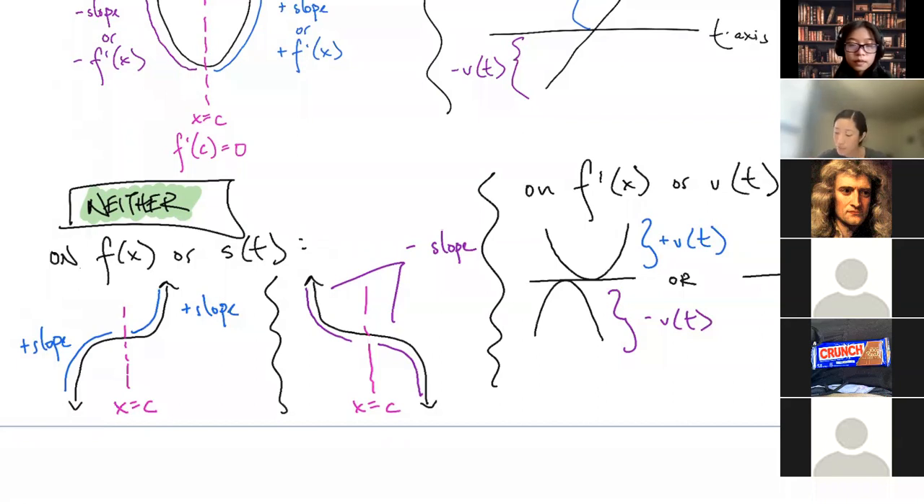Now, I do want to point out that sometimes this can look more like an absolute value-y sort of situation. But in either case, if all the y values are positive on the velocity graph, we'll have a neither situation. Or if all the velocity y values are negative, then we're looking at sort of a negative tangent or a negative cubic function.